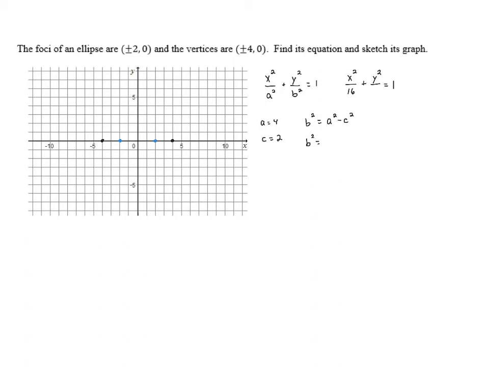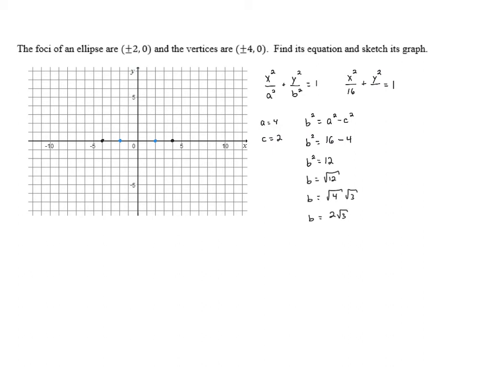Since a is 4, a squared is 16. And since c is 2, c squared is 4. So we have b squared equals 16 minus 4, which is 12. And when we take the square root of both sides, we get b equals the square root of 12, which can be simplified. 12 is 4 times 3, and the square root of 4 is 2, so b is 2 root 3.